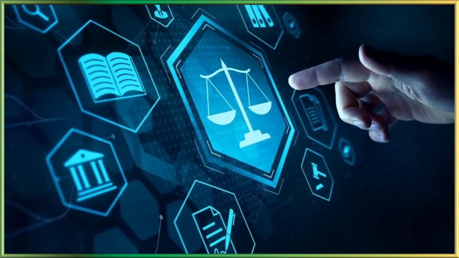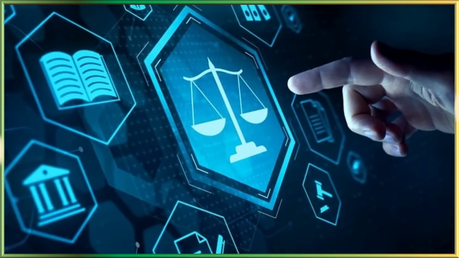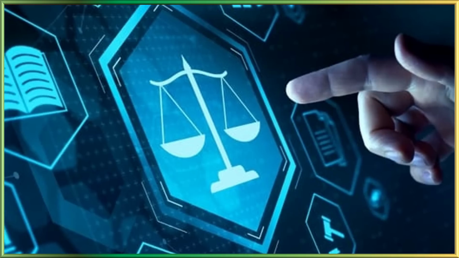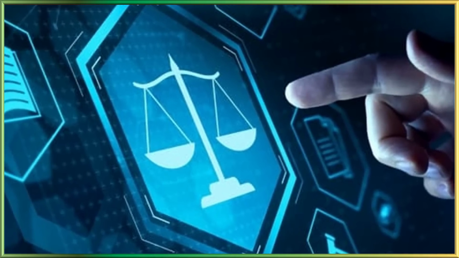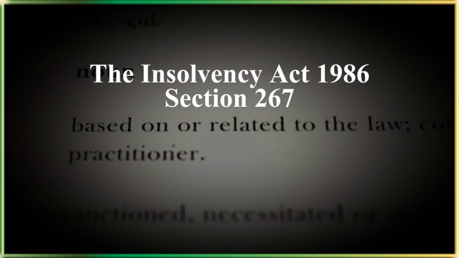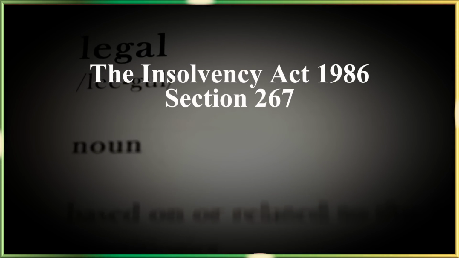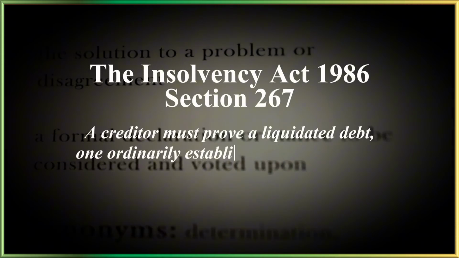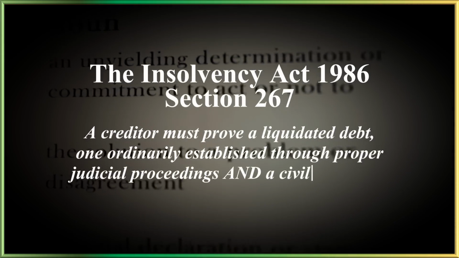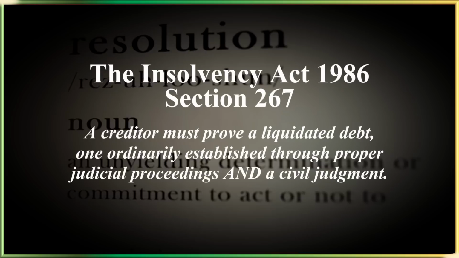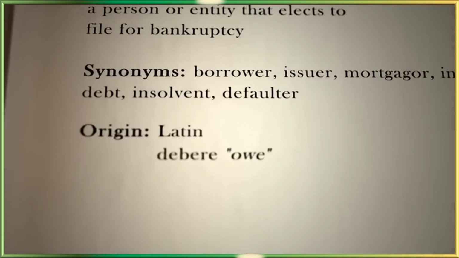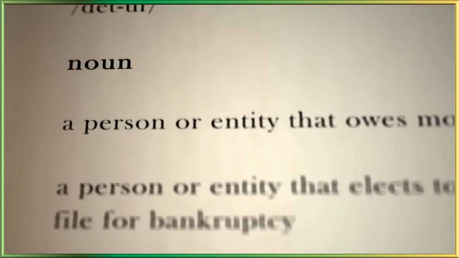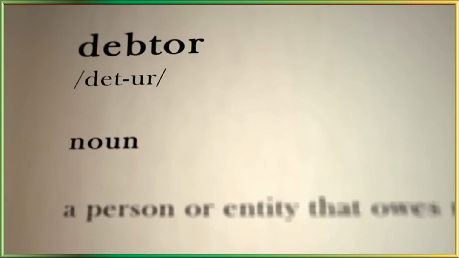So I'm sure the creation of an entire regulatory system designed to bypass the constitutional protections of the county courts was simply an accident. Because under Section 267 of the Insolvency Act 1986, a creditor must prove a liquidated debt, one ordinarily established through proper judicial proceedings and a civil judgment. Given how clear that requirement is, it raises serious questions about how such a regulatory bypass could ever have been permitted.